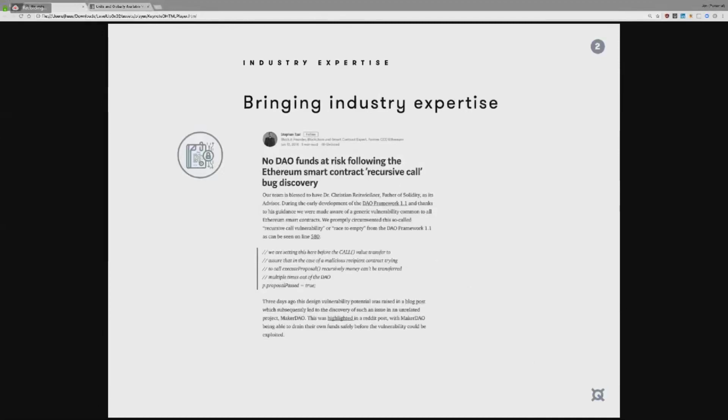Here's a good example. And while it is not the parity bug that the Knapstack mentioned, it is a similar bug in terms of impact to the community. So there was a recursive call vulnerability. This is a concept known as re-entrancy, which we're going to cover in a second.